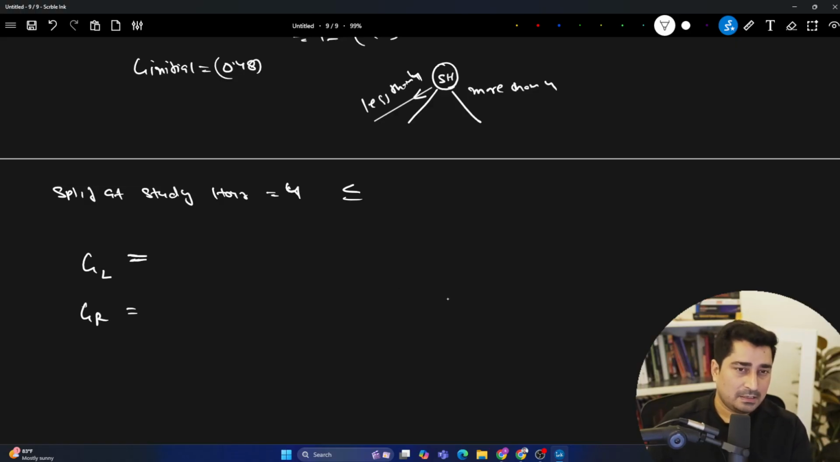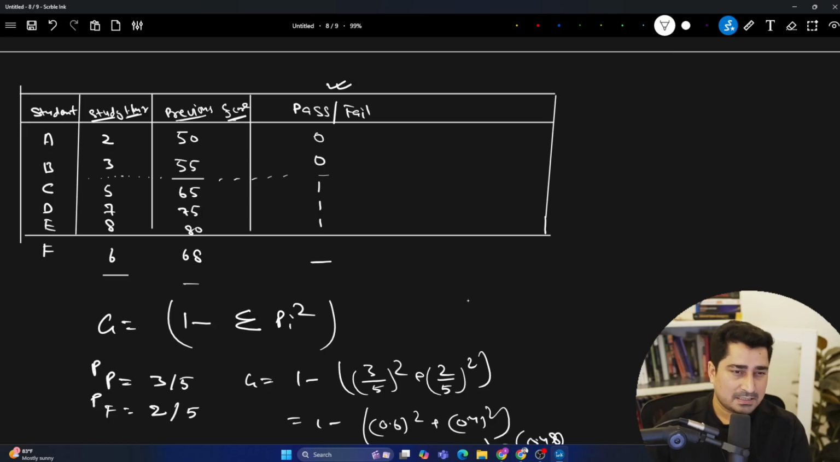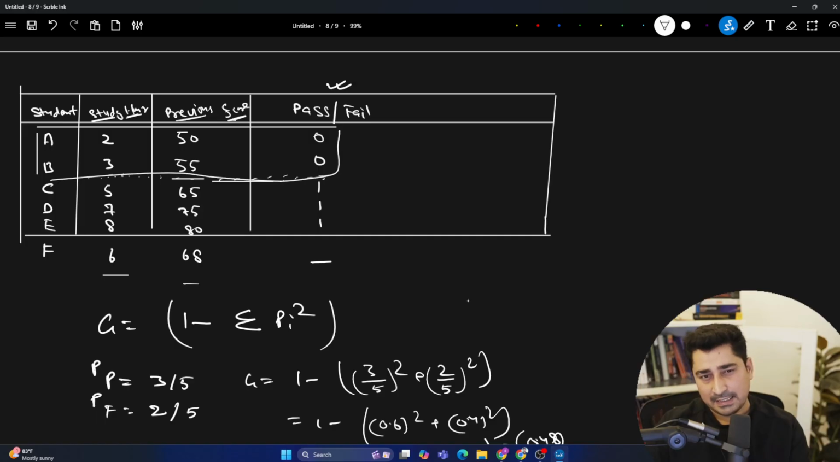Now if I look into this data, lesser than 4, what is a Gini? For this subset of the data, what is a Gini, and for the other subset, what is a Gini? For one subset we have only one class, 0, 0, and for the other subset again we have only one class, which is 1, 1, 1, 1, 1.